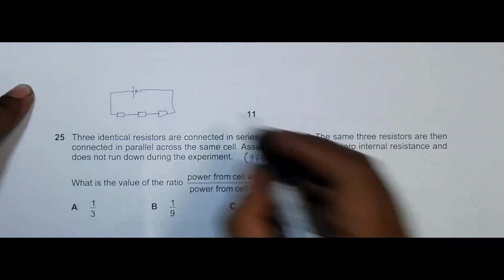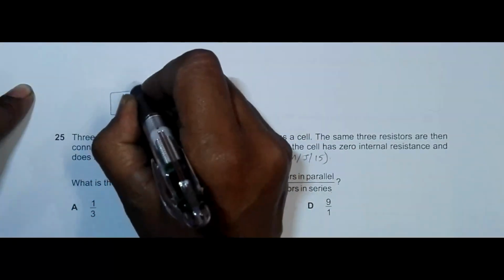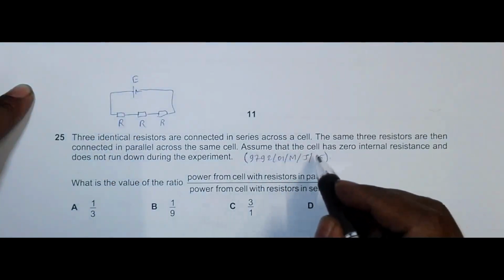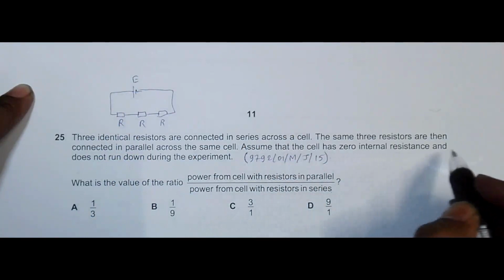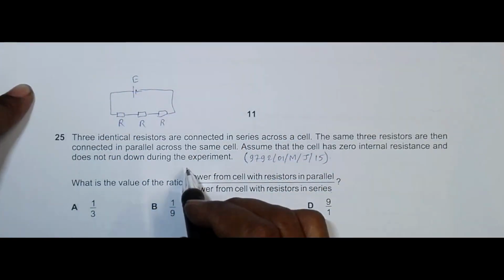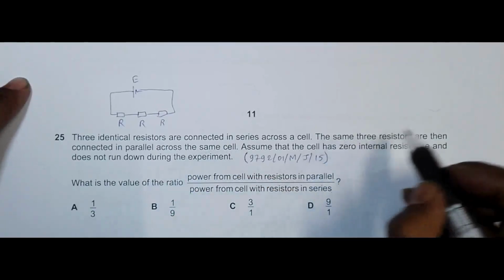The same three resistors, it means that their resistance value is same, R, and let me say the EMF is E. Assume that the cell has zero internal resistance and does not run down during the experiment. That means the EMF will not decrease. Sorry, I've skipped the second sentence actually.